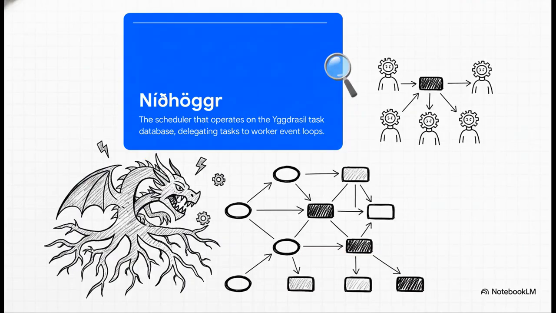And then there's Nidogger. That's a scheduler. It intelligently walks this task database. The idea is that it chews on the roots of the Yggdrasil DAG, and it manages execution by respecting dependencies, prioritizing work, and then handing off those tasks to worker threads. You got to admit, the mythological names really do make these core concepts stick.